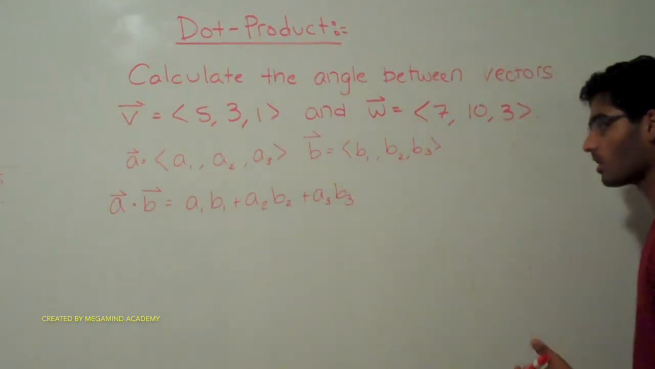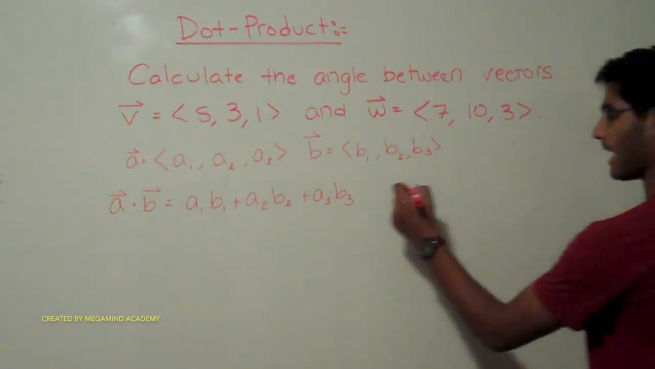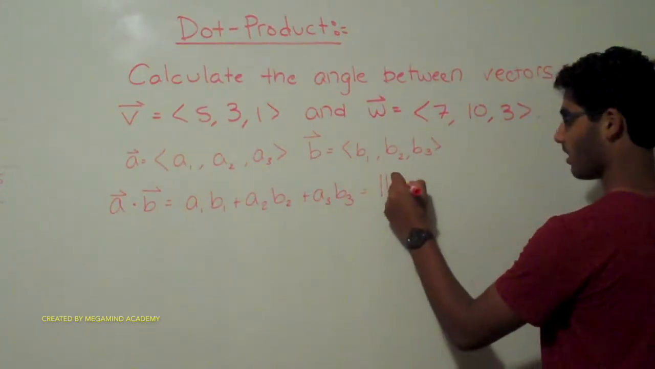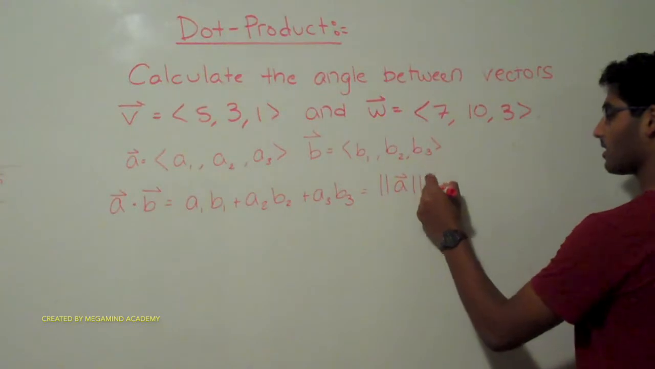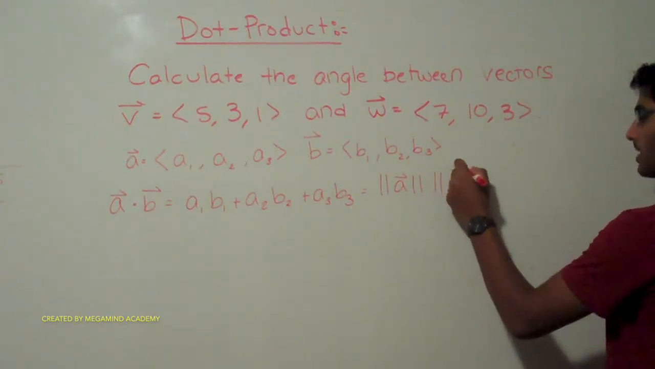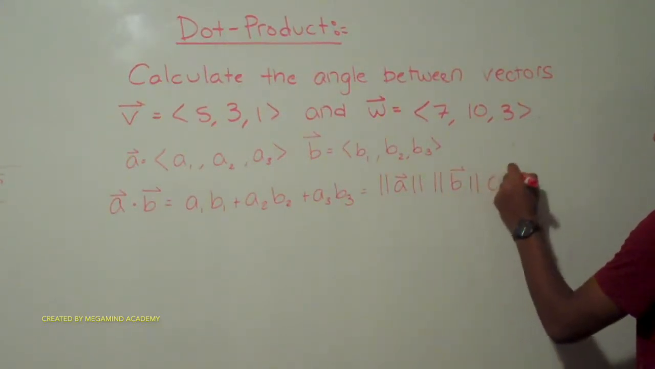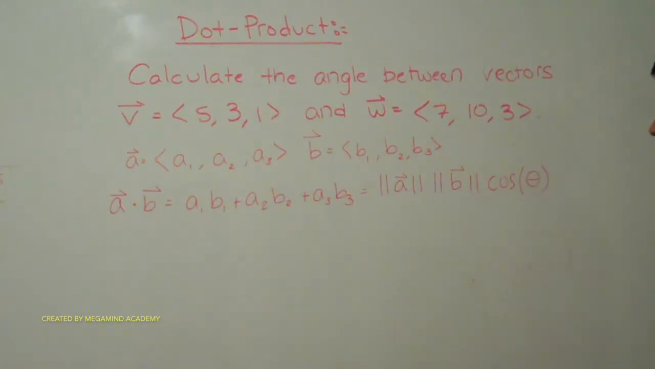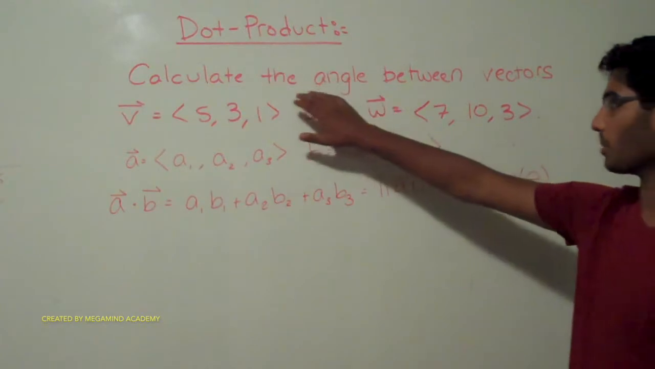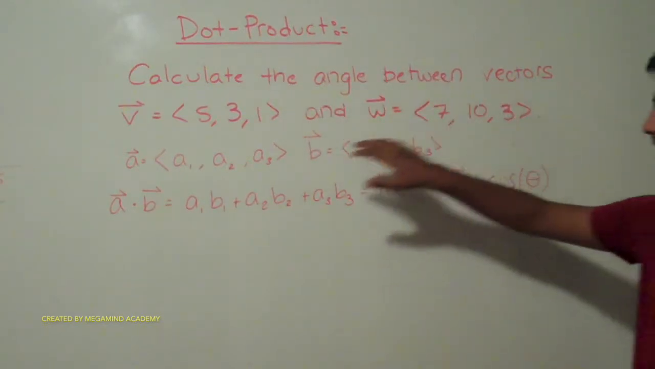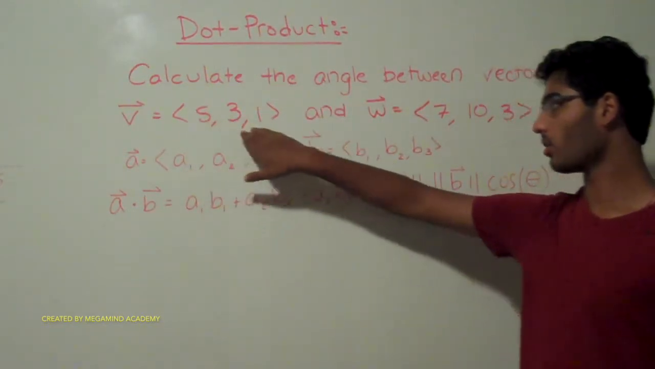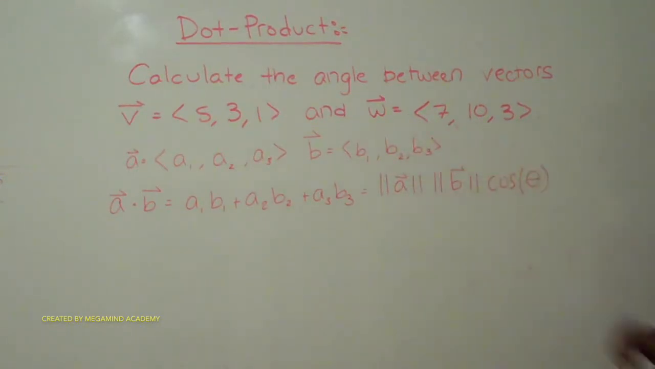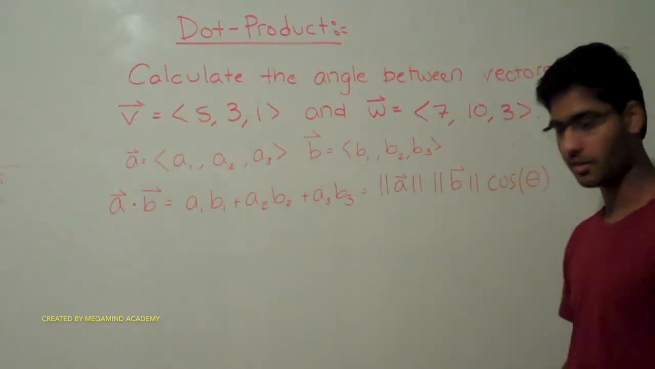Now, there's also another formula for the dot product, and that is the magnitude of vector A times the magnitude of vector B times cosine of theta, which is the angle between the two vectors. So, now let's get started with the problem. Calculate the angle between the vectors v, which is 5, 3, 1, and vector w, which is 7, 10, 3. Before we get started, memorize these two formulas and write them down in your notes.